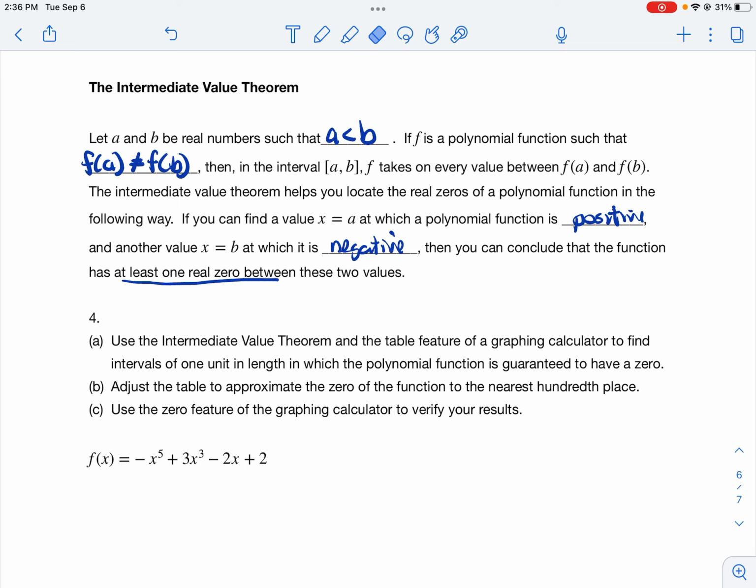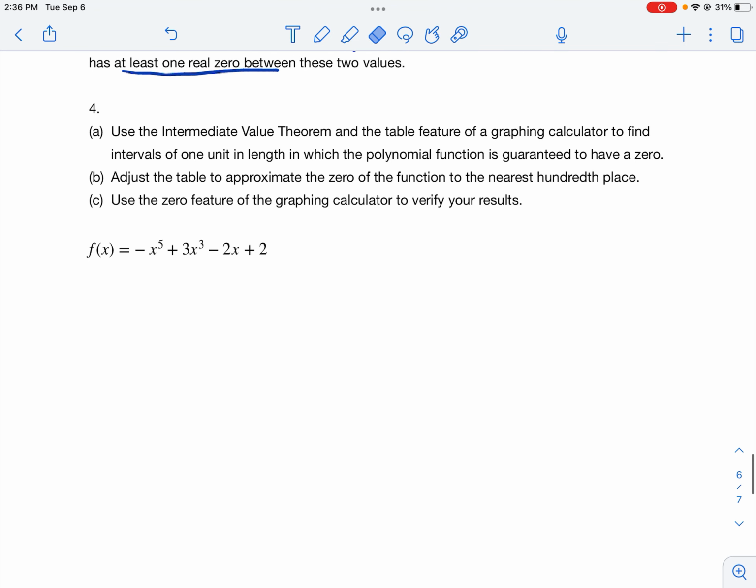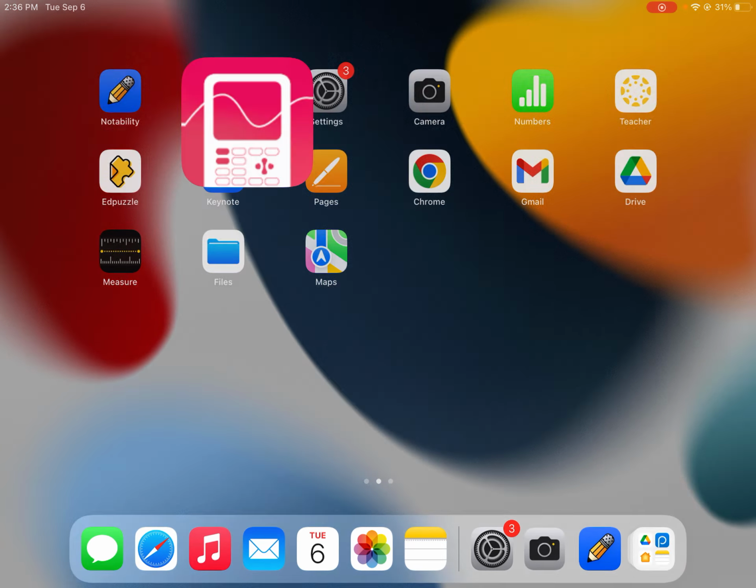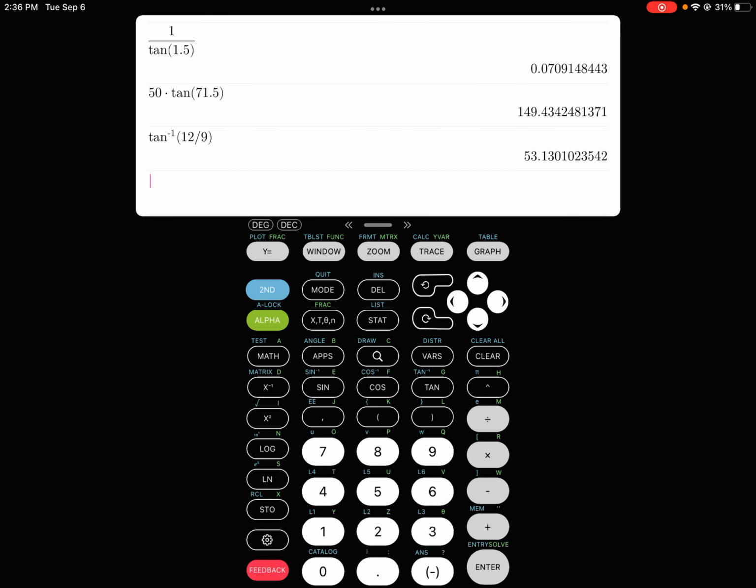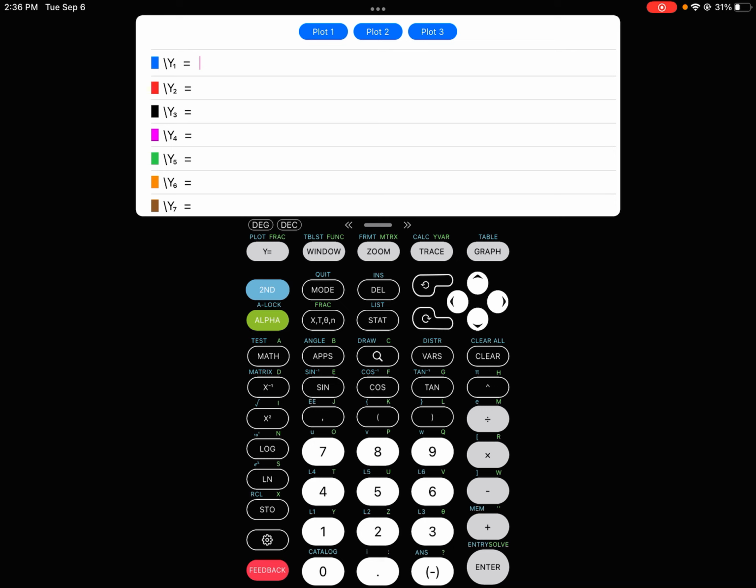And that's all the intermediate value that we're going to learn. If you go into calculus, you'll learn a little bit more. So now we're going to do this problem with the aid of a calculator. So go ahead and get your calculator and turn it on. In our calculator, we're going to go to our y equals. We're going to plug in this equation.